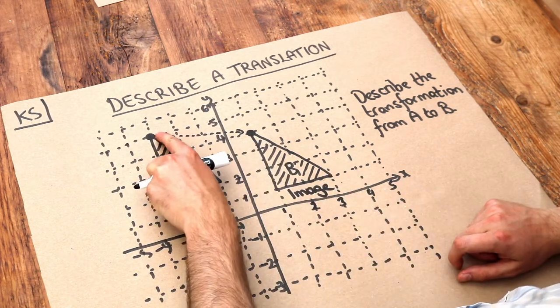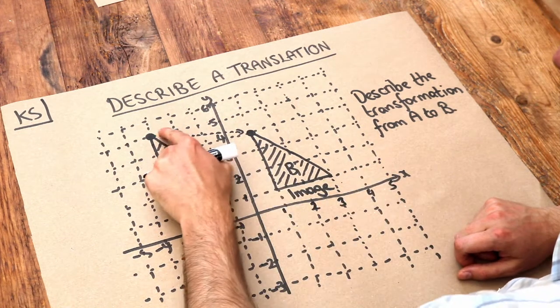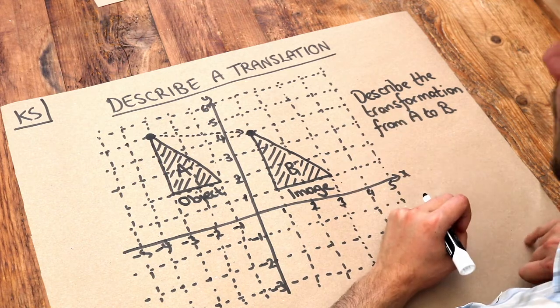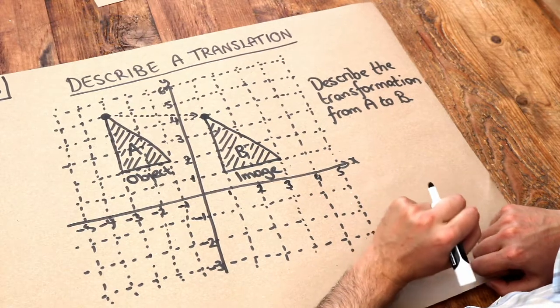Now, how would you describe this movement from here to here? Well, you could say it's 4 squares right and 1 square down. But the formal way to do it is to use something called a vector. And a vector is something which describes movement.